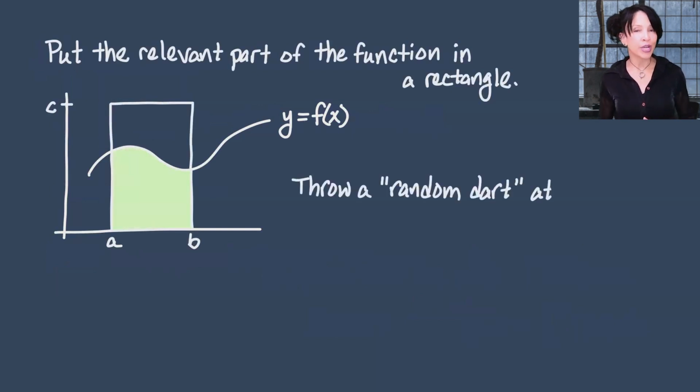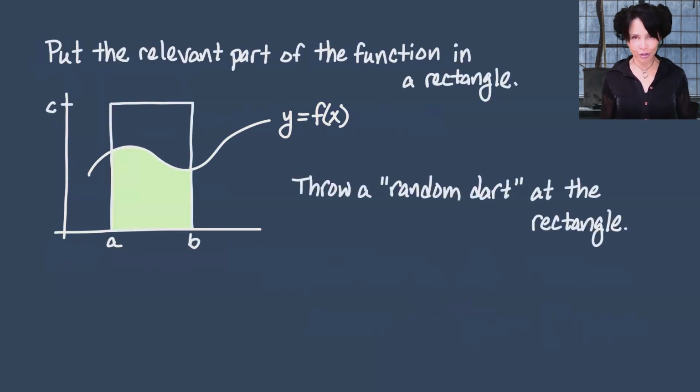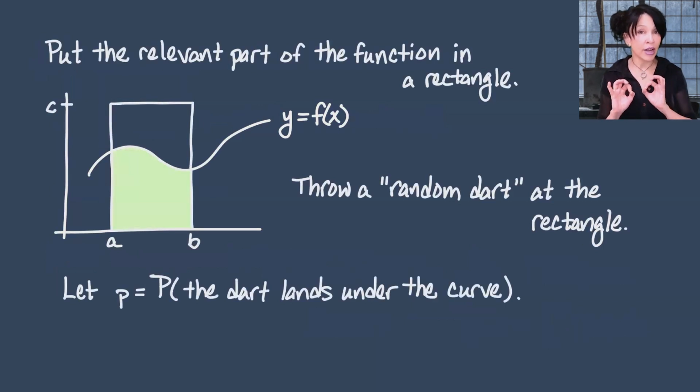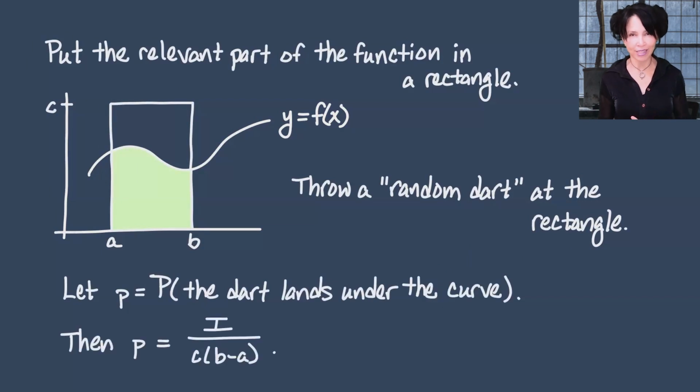So now I'm going to throw a dart uniformly, or at random, at this rectangle. What is the probability that the dart lands in the yellow region, in other words, under the function y equals x? I'm going to call this probability lowercase p. So little p is the probability that the dart lands under the curve. Because we're throwing the dart uniformly, we know that little p is the area under the curve, which is I in this case, divided by the total area of the rectangle.